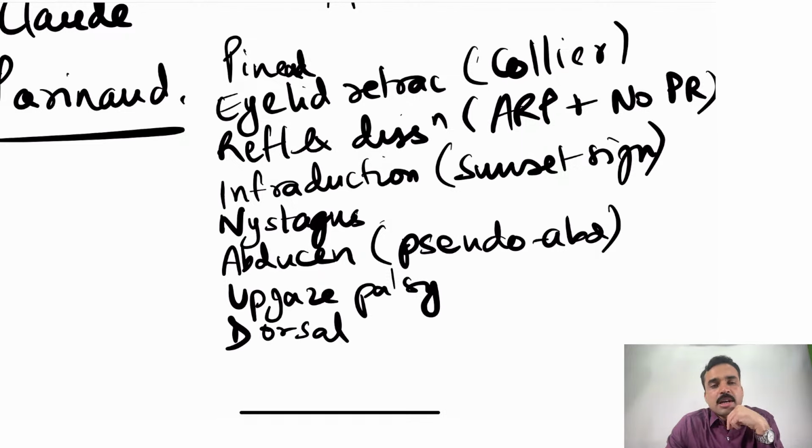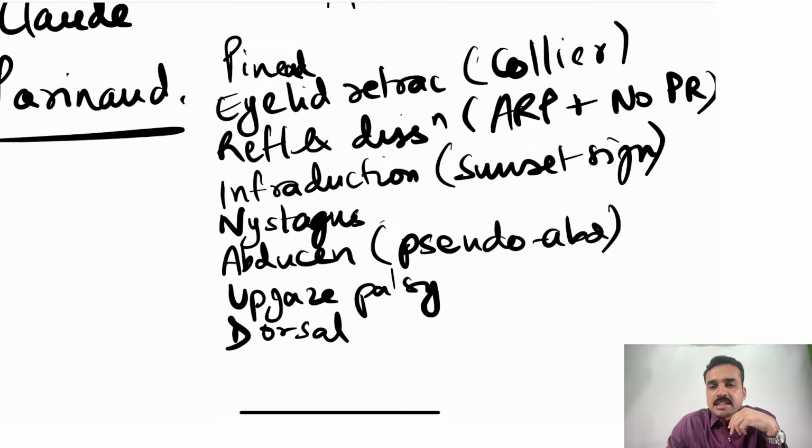N is nystagmus. What kind of nystagmus? Can you guys answer in the chat box? What kind of nystagmus do you see in Parinaud syndrome? Convergence-retraction nystagmus. And the last letter is pseudo-abducens palsy. It's not a true abducens palsy. Because of the increased convergence, it seems as though there is abducens palsy, that's why it's called pseudo-abducens.